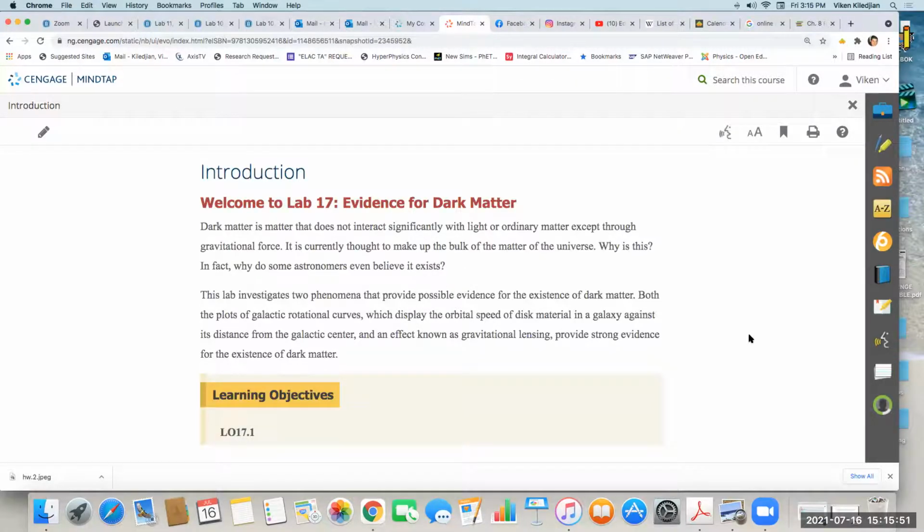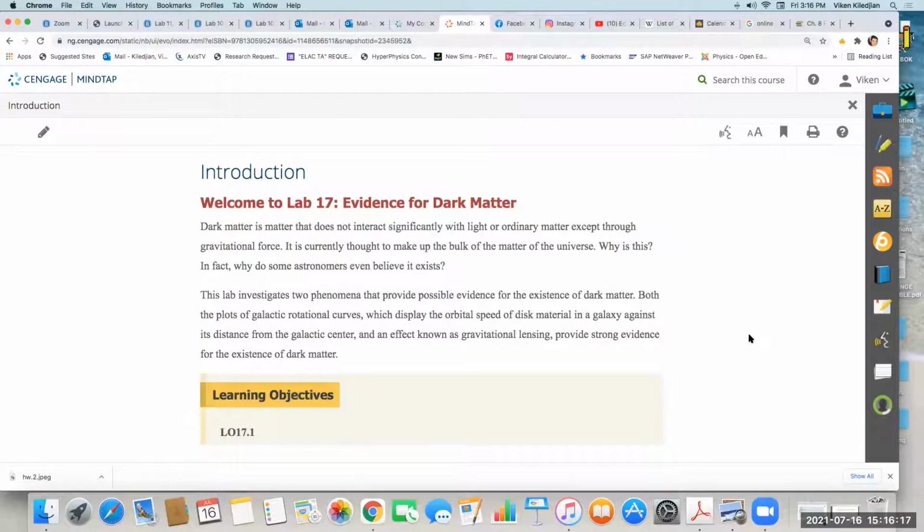So dark matter is matter that does not interact significantly with light or ordinary matter, except through gravitational force. It is currently thought to make up the bulk of the matter of the universe. Why is this? Well, in fact, why do some astronomers even believe it exists? This lab investigates two phenomena that provide possible evidence for the existence of dark matter.